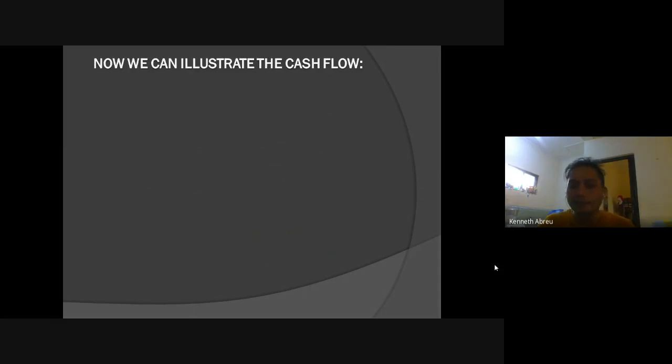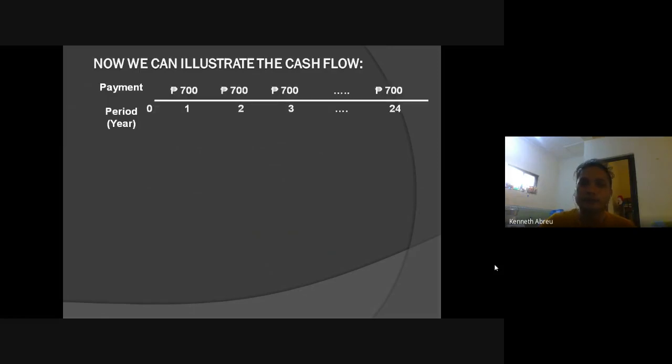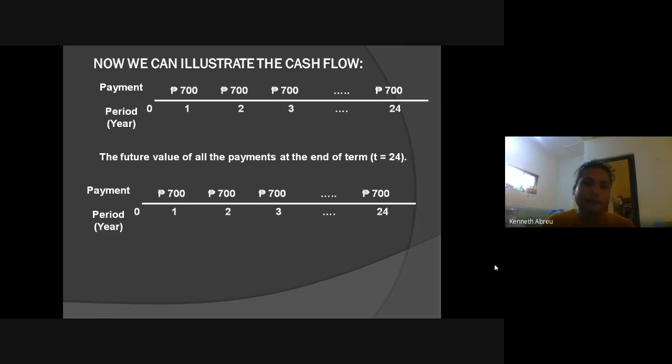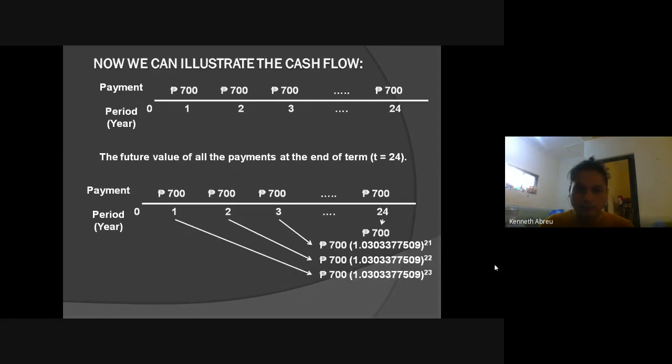After identifying the periodic rate, now we can illustrate the cash flow. The payment of 700 pesos in 24 periods, 24 half-years rather. The future value of the payments at the end of term T is equal to 24. So we have payments of 700 pesos, and the periods from 1 to 24. On the 24th, we have 700. Here, we identify in our cash flow the shortcut method on how to identify the cash flow: the first three and then the last interval.